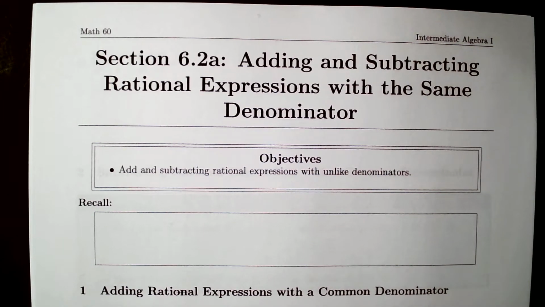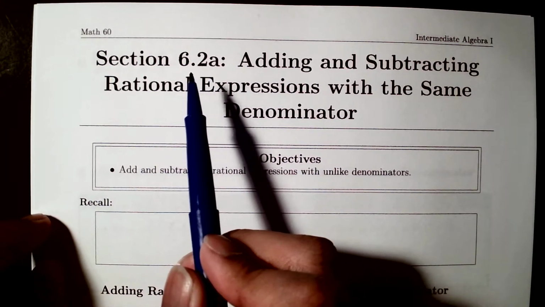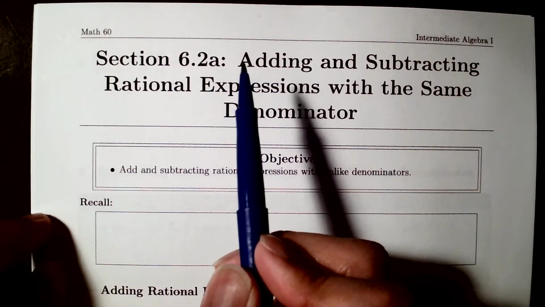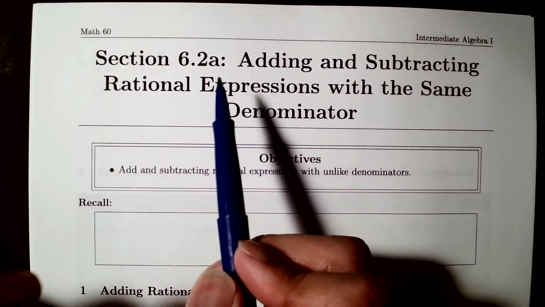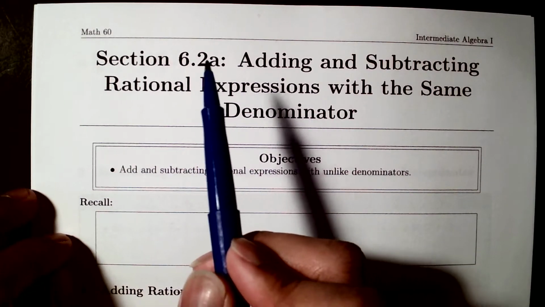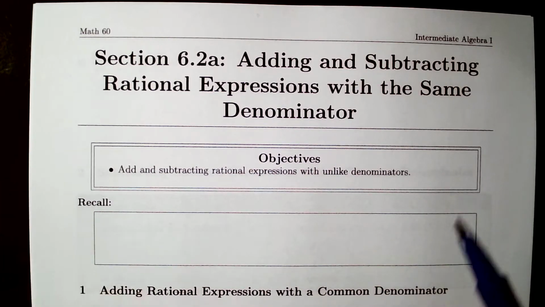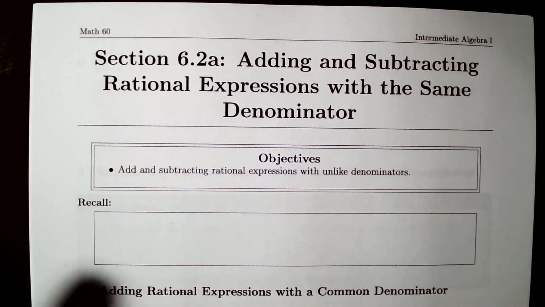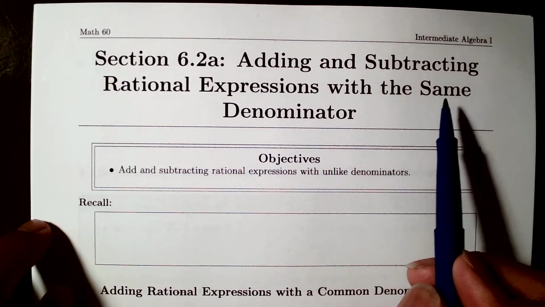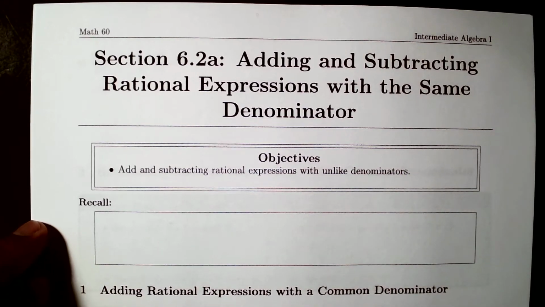Alright, so in this video we cover section 6.2. This section will be split into two separate subsections, in two separate videos: 6.2 part A and section 6.2 part B. In these two sections, we are going to add and subtract rational expressions, for the first part with the same denominator, and for the second part with different denominators.